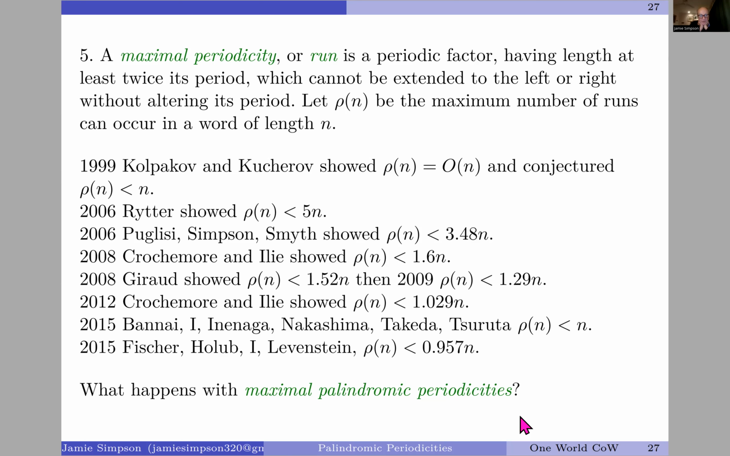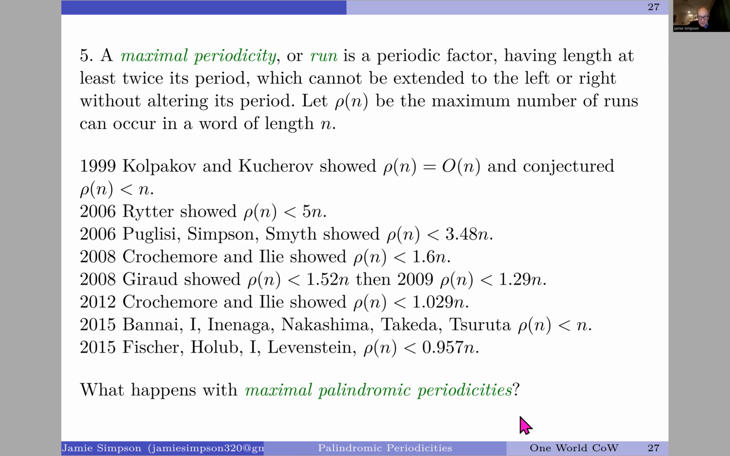Then Fischer and Holub and the other two, I think there was a Japanese name, which looked a bit odd, Levenstein, brought it down to 0.957, and that was using computers. And I think that's the best it's been done, but I might be wrong there.